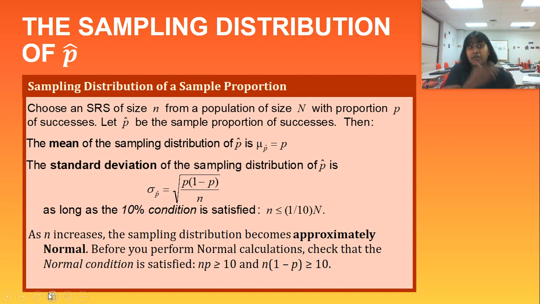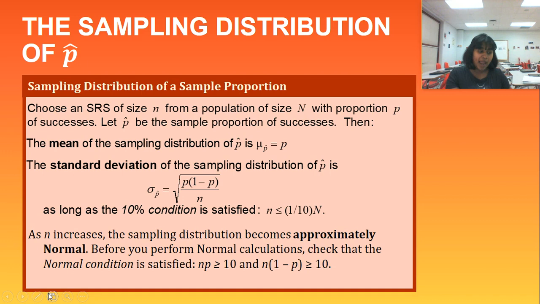So if it follows all of those rules, then the mean of the sampling distribution is simply p. So they're saying that your mu value is equivalent to your p value, and that's because you have that unbiased estimator. And your standard deviation is equivalent to this formula. But again, you have to meet the 10% condition, aka your sample is no greater than 10% of the population.